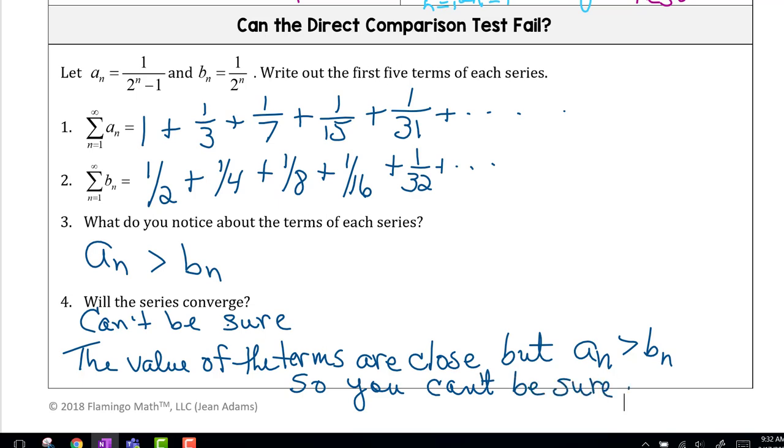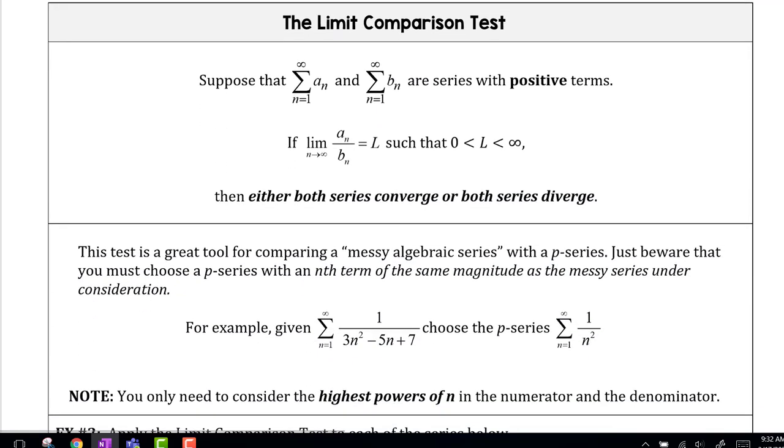So what do we do? We have other tests, and what I'm going to do in the second part of this video, the second video, is talk about the limit comparison test.